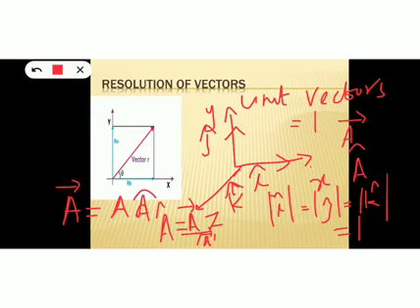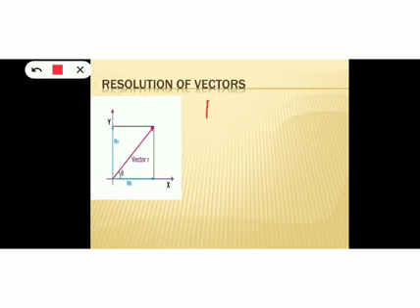Okay, so how will you represent a vector B if the unit vector acting along vector B is b cap? Then vector B can be represented as the magnitude of B into its unit vector. The unit vector is b cap. Okay.